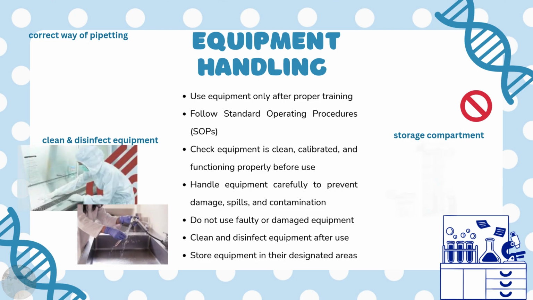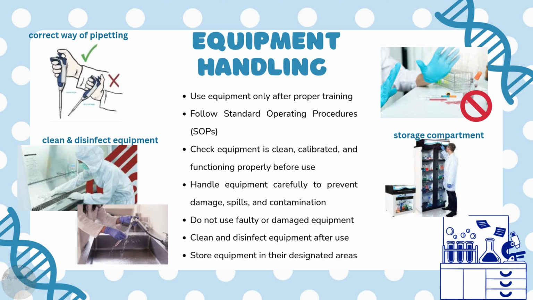Equipment handling under good laboratory practice. Proper handling of laboratory equipment is essential to ensure accurate results, prevent contamination, and maintain the safety of laboratory personnel. Under GLP, all equipment must only be used by trained personnel and according to established standard operating procedures, or SOPs. Before any equipment is used, it must be inspected to confirm that it is clean, calibrated, and functioning properly. Any damaged or malfunctioning equipment should be reported immediately and must not be used, as it can compromise both safety and the reliability of results.